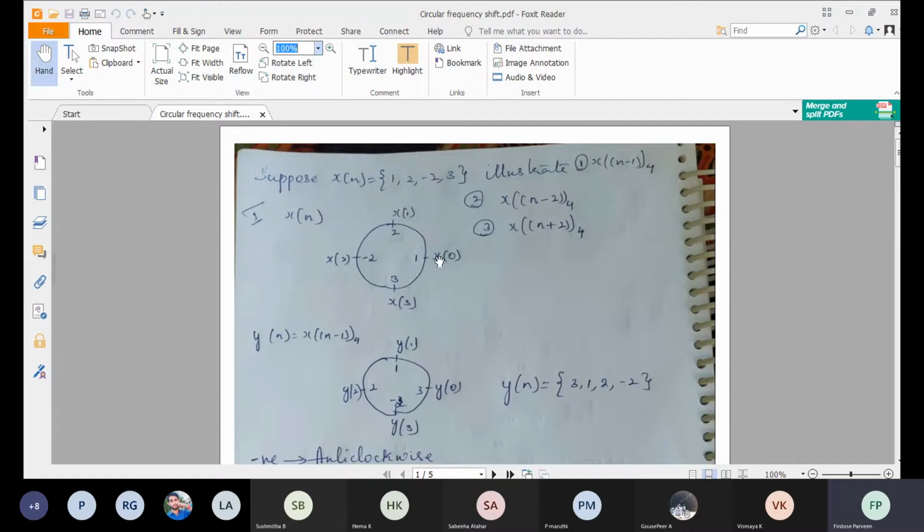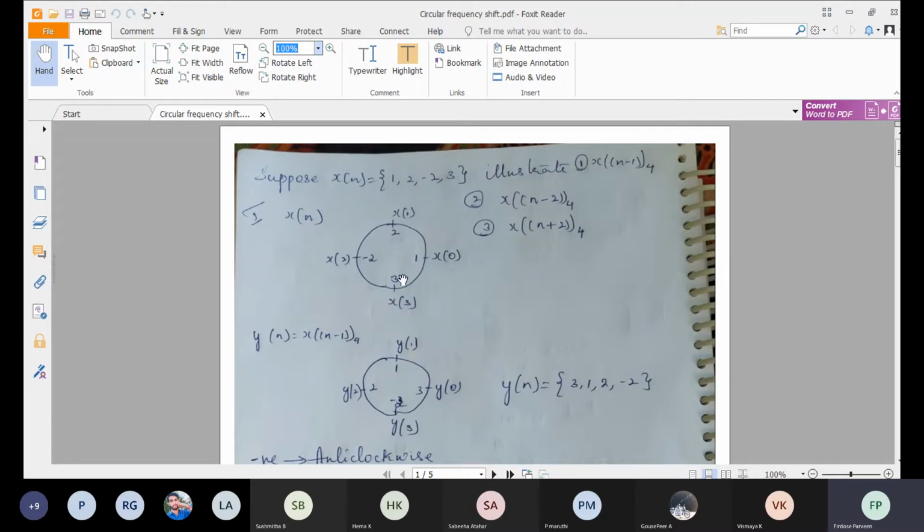So let me put a unit circle and divide that circle into 4 parts. Why? Because they have given it as mod 4, or you can take it as the number of samples being 4, so I divide the circle into 4 parts: x of 0, x of 1, x of 2 and x of 3. As they have given the sequence, I will write that sequence here: 1, 2, minus 2 and 3. Whatever sequence they have given, we have put it in a circle form.